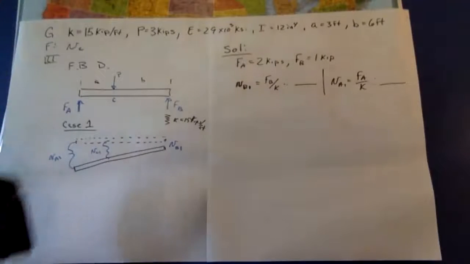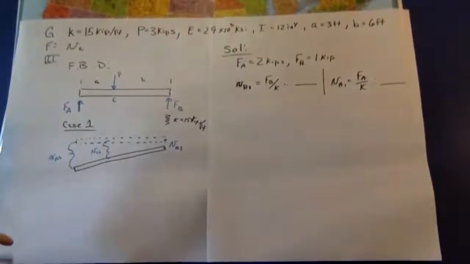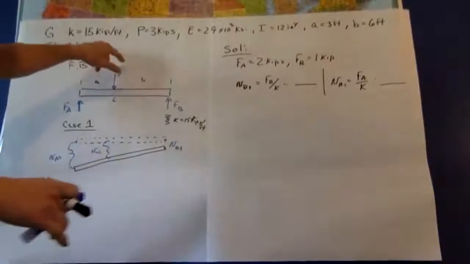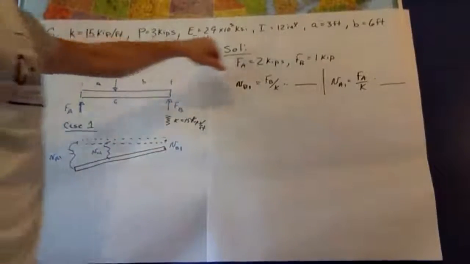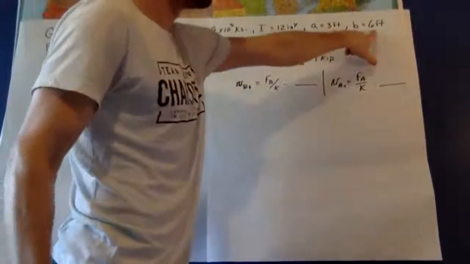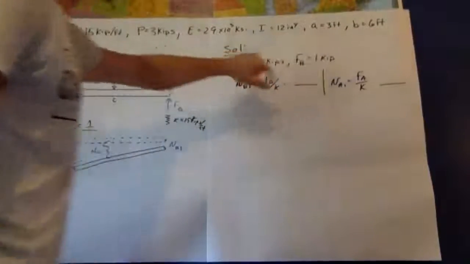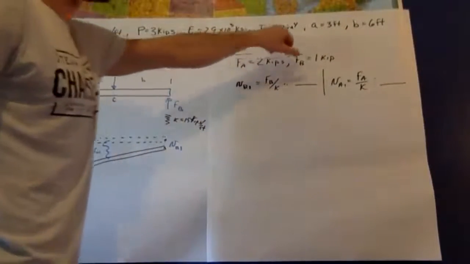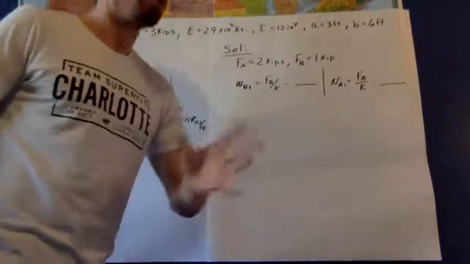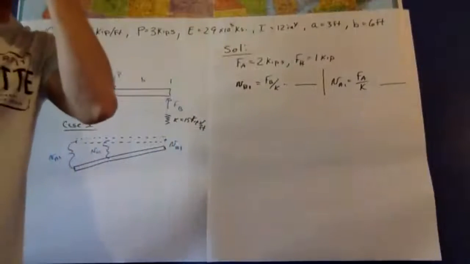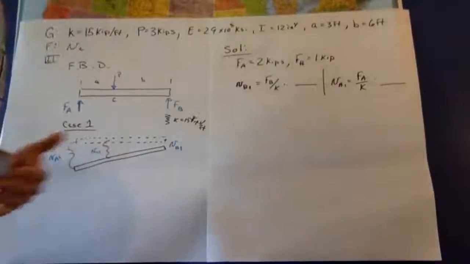Feet. Yeah, it's in feet. So we have to be very cognizant of that, because we have feet here, we have feet here, and feet here. But in E and the I, we have inches. So depending on how we want to give our answer is depending on how we proceed.